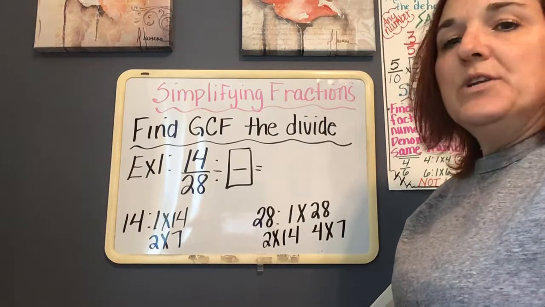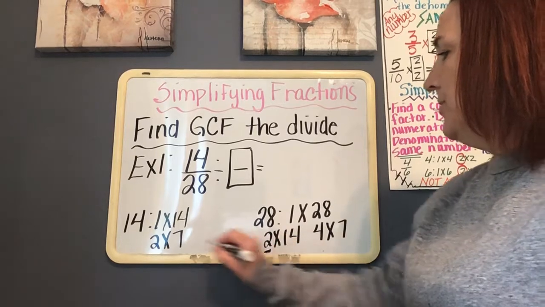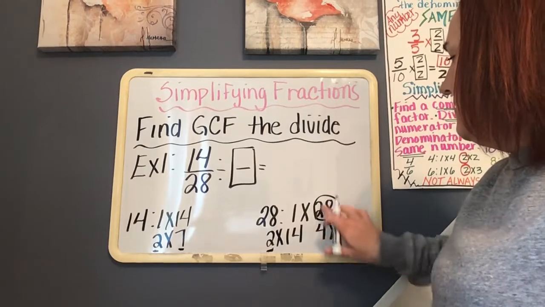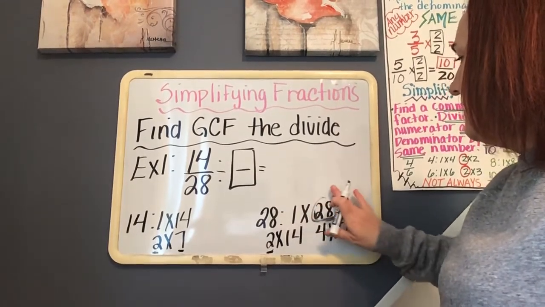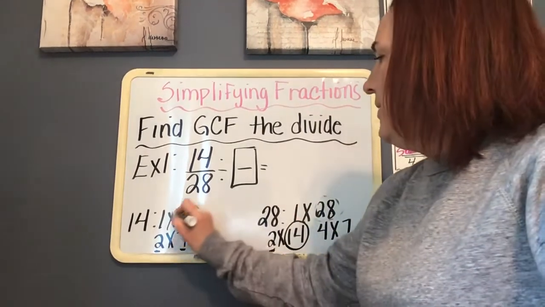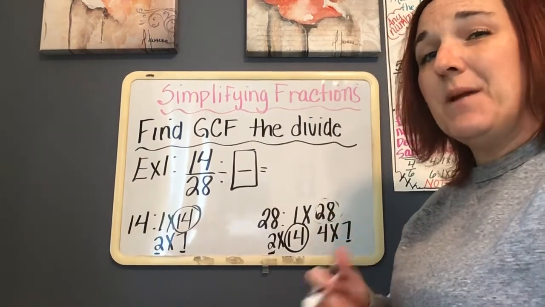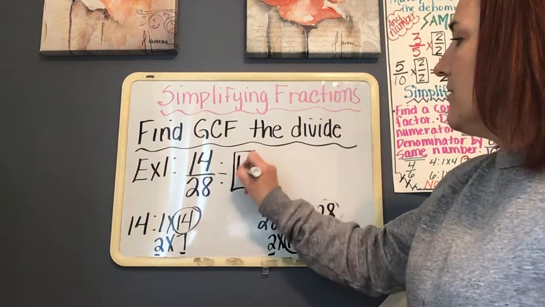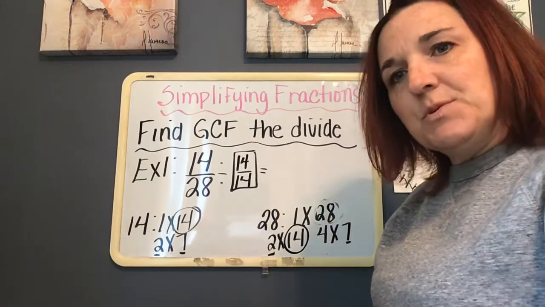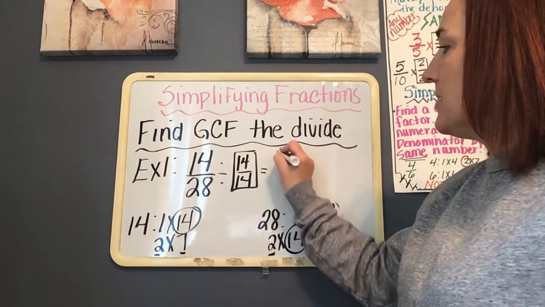So as you can see, we do have a couple different common factors. We have 2, we have 7, but we have 14. And with that 14, that is the greatest common factor. So if I did use 2, I would have to keep on dividing. So I'm going to put 14 here in my box, and that's going to show that those are the common factors between 14 and 28.